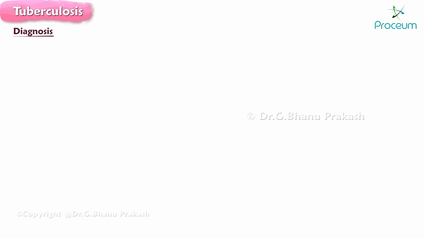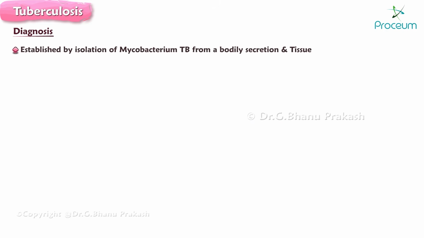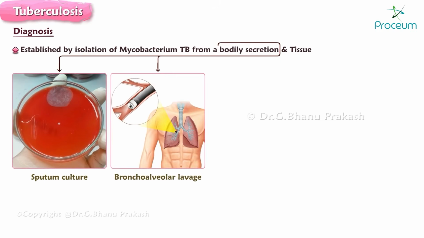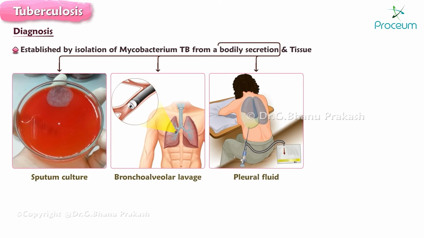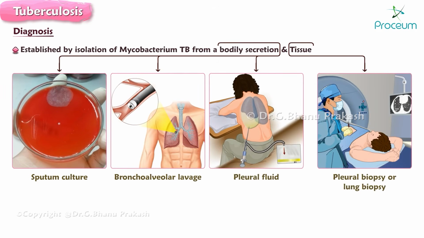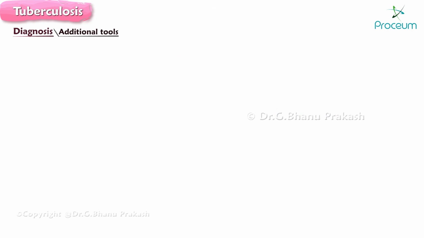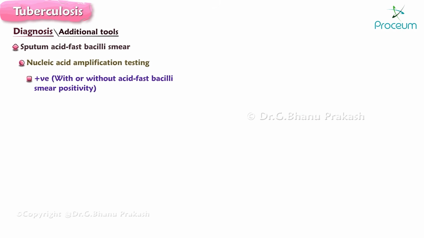Establishing a diagnosis. The diagnosis of pulmonary tuberculosis is definitively established by isolation of Mycobacterium tuberculosis from a bodily secretion, for example, culture of sputum, bronchoalveolar lavage or pleural fluid, or tissue, pleural biopsy or lung biopsy. Additional diagnostic tools include sputum acid-fast bacilli smear and nucleic acid amplification testing. A positive nucleic acid amplification test, with or without acid-fast bacilli smear positivity, is considered sufficient for diagnosis of tuberculosis.